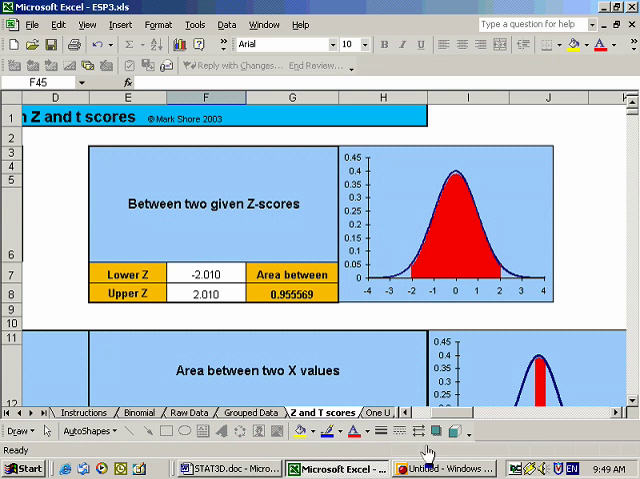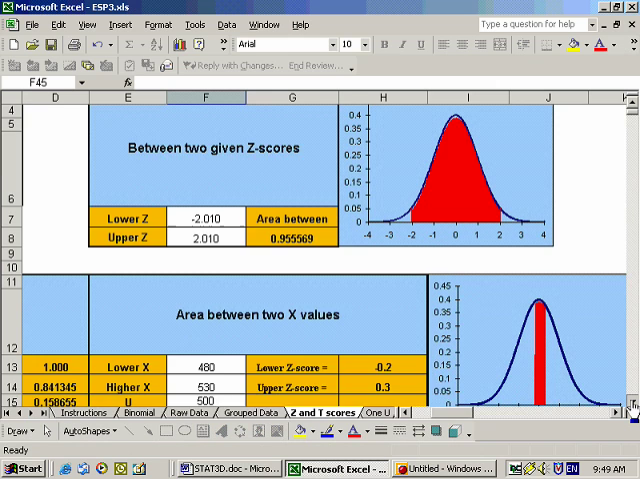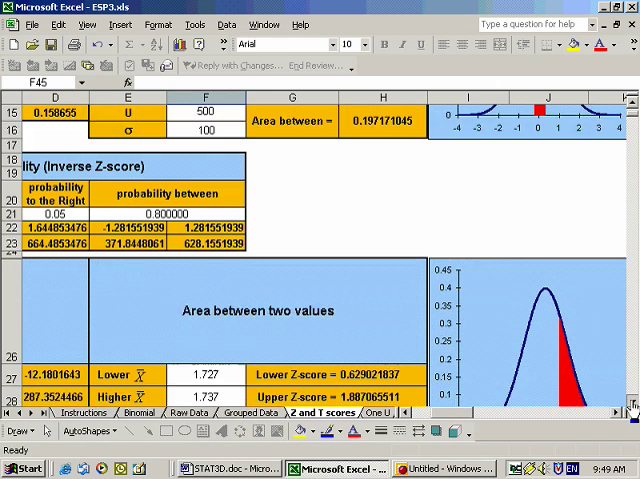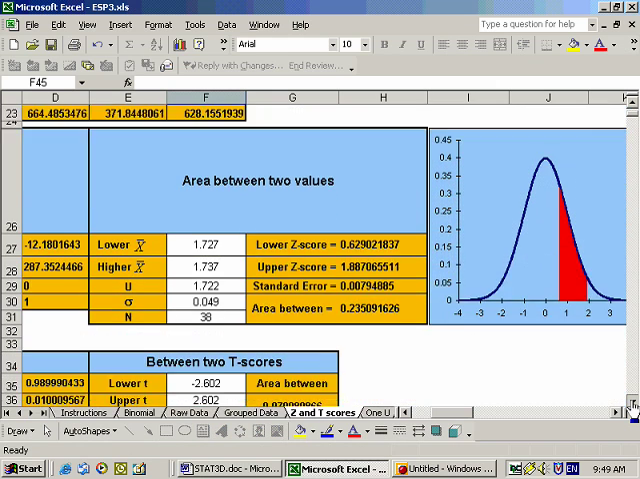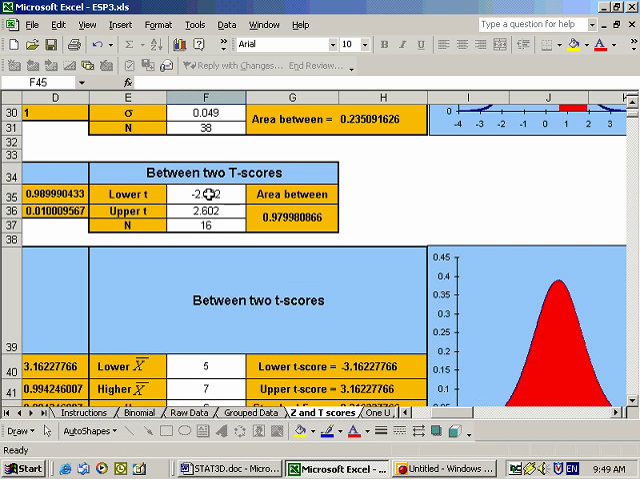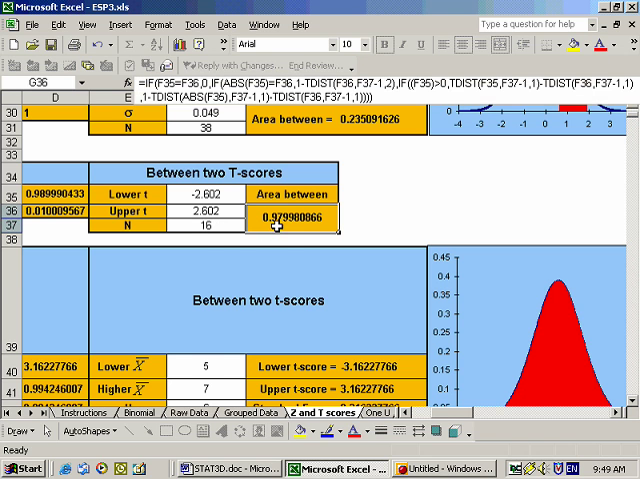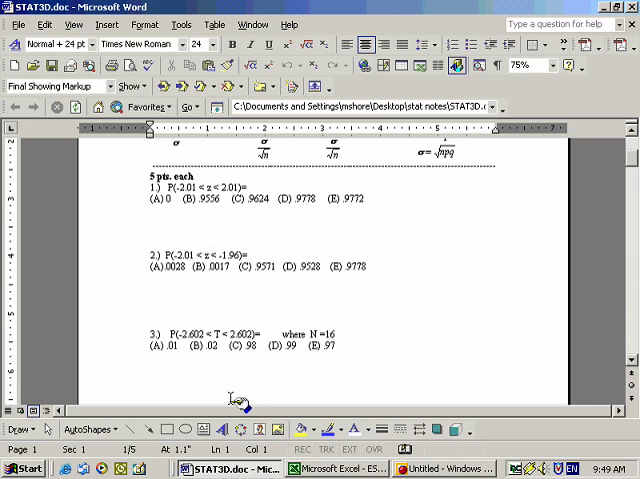Excel sheet, and if you scroll down you'll see between two t-scores. Here we go, between two t's, and so we put in our lower t, the upper t, and our sample size, which is 16, and we get an answer here of 0.9799, which is about a 98% probability. So 0.98 would be the answer to this problem, which is answer C.